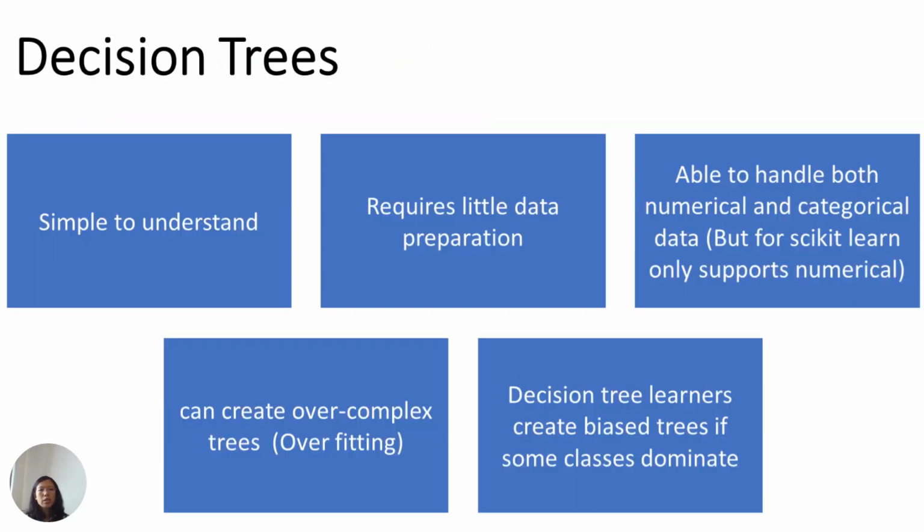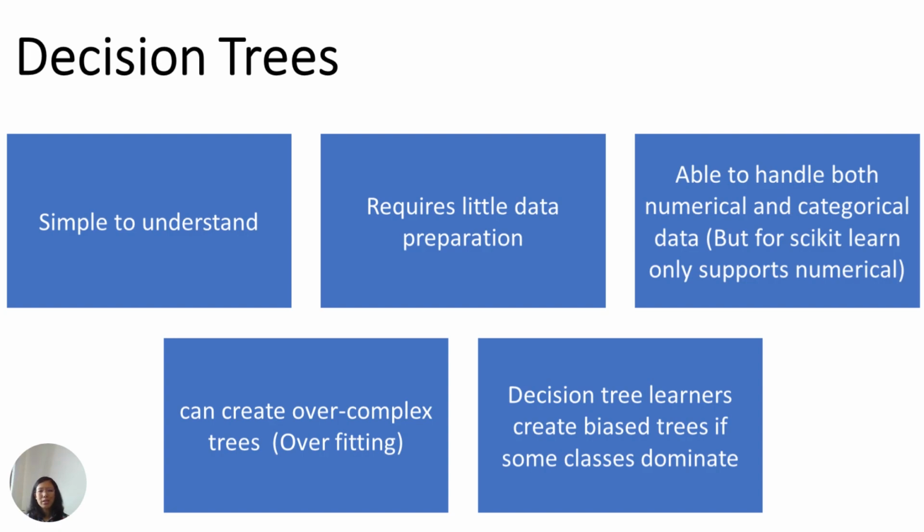And it doesn't require a lot of data preparation. One good thing is that a decision tree can be used for both categorical and numerical data, as you can see. But in the current implementation of sklearn, they support only numerical values.